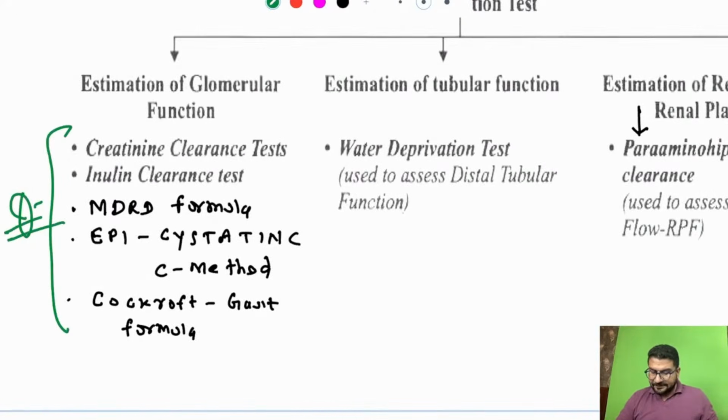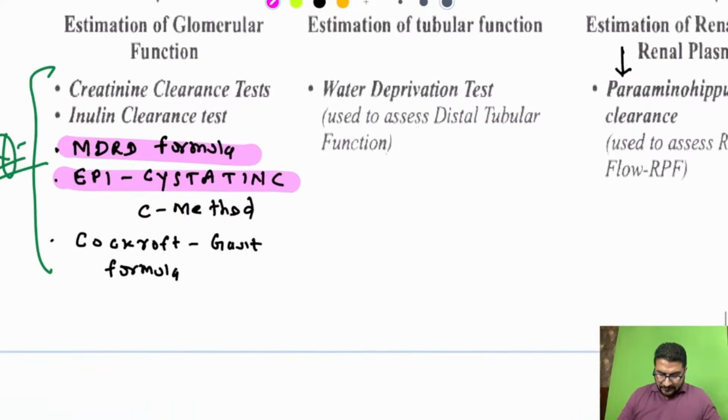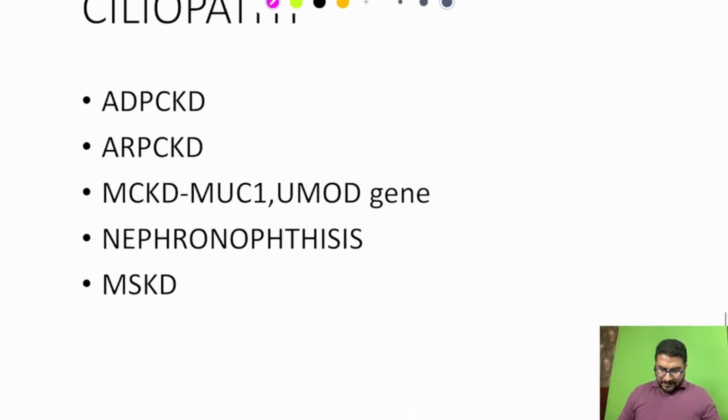राइट. अभी एक्सपेक्टेड क्या है? एक्सपेक्टेड इज EPI एंड MDRD, बिकॉज आजकल जितनी भी KFT की रिपोर्ट होती है, सो देज आर बेस्ड ऑन MDRD एंड EPI cystatin C method. Done. Now try to understand. Then let's talk about kidney disease one by one.